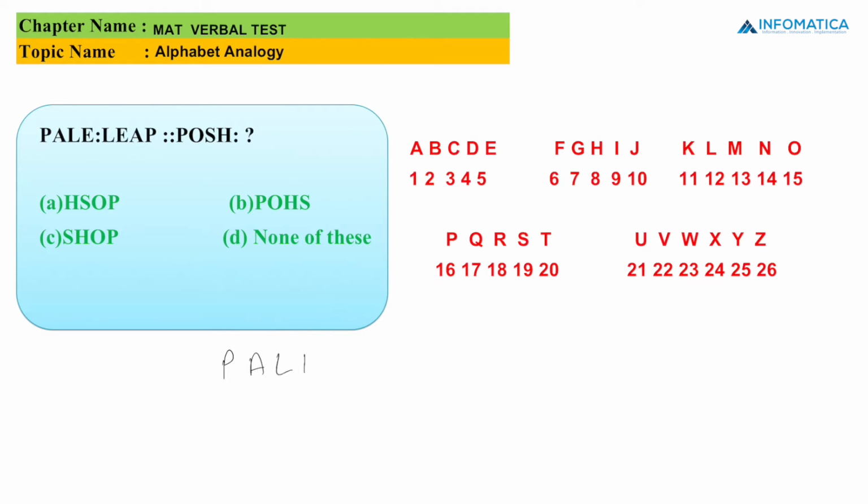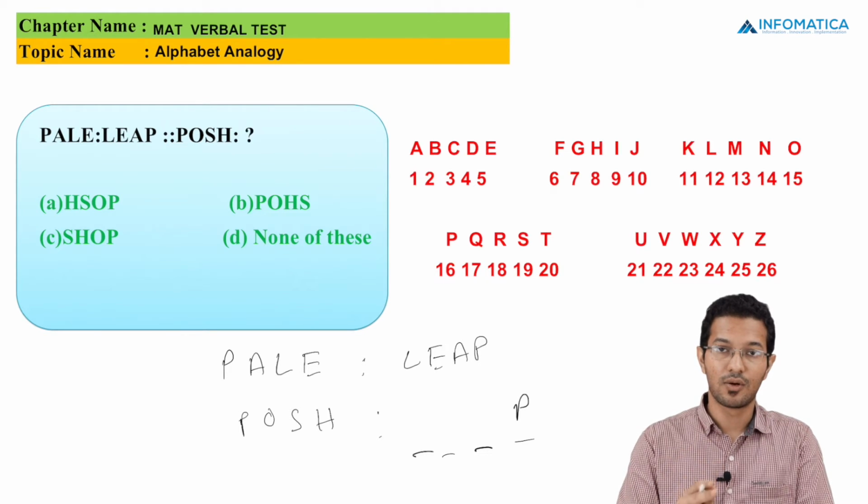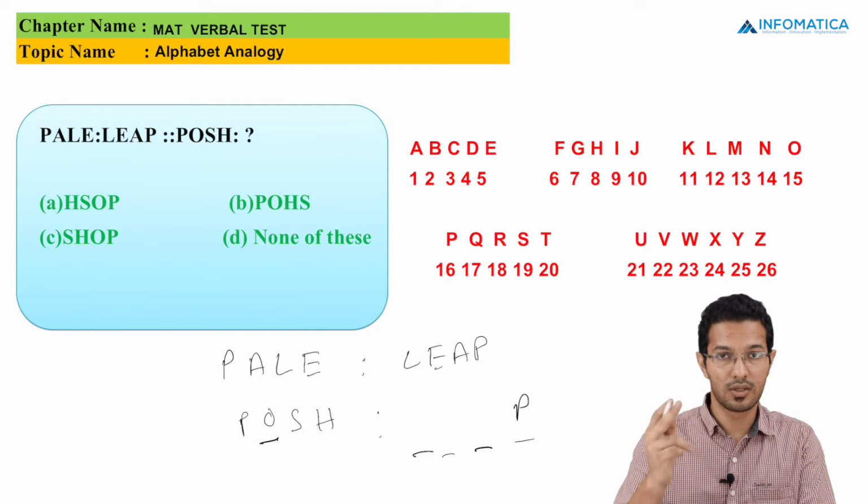P, A, L and E is related to L, E, A and P. So the first letter is going on the last position. So I'll just write the word POSH. So it is saying that the first letter is going to the last letter. So I write it here right now. A, which was on the second position, is going on the third position. So as per that, O, which is on the second position, should go on the third position.